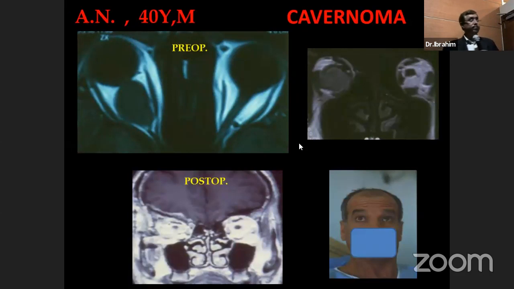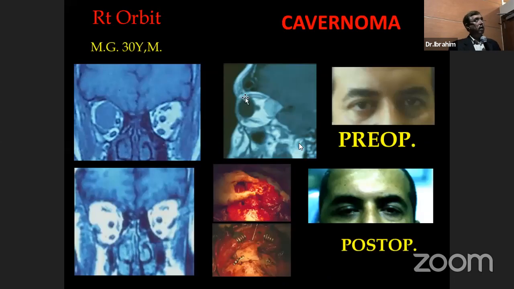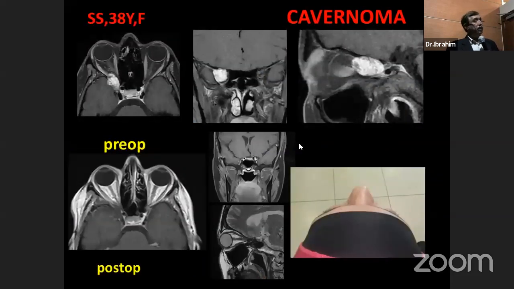Examples of cavernomas. 40-year-old male patient with this cavernoma before surgery and after surgery, and there he is. Another male from Jordan, 30-year-old male with this tumor causing proptosis. This is the surgery and this is the postoperative. And this very, very challenging case of orbital apex cavernoma, which we used intradurally, transcranially, very difficult case before surgery and after surgery.